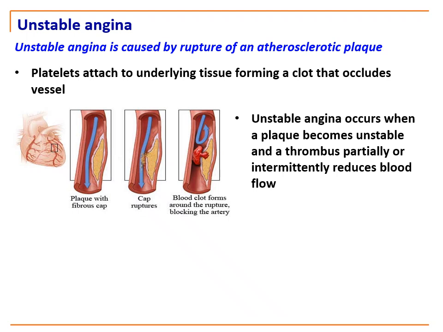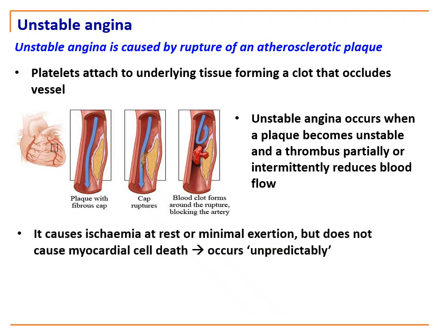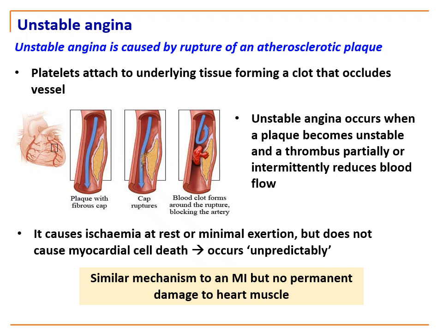And so, like I said, it occurs when a plaque becomes unstable and a thrombus, a clot, partially or intermittently reduces blood flow. The key thing is you're not getting death to the tissue itself. That's the next one, which is your myocardial infarction. So you're not getting sufficient blockage for a sufficient amount of time to completely kill the tissues. So it causes that ischemia at rest or minimal exertion, but doesn't cause cell death. So it occurs unpredictably. And it's a very similar mechanism to an MI, but like I said, it's really key: no permanent damage to the heart muscle.